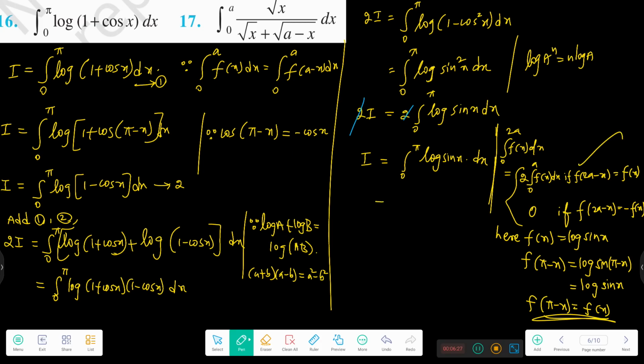First formula: 2 times the integral from 0 to whatever we have, suppose 2a, I mean a you should write. Whatever the upper limit, in that half only we have to give as a limit. So here pi is there. What is half of pi? Pi divided by 2. And write the question as it is: log sin x dx.